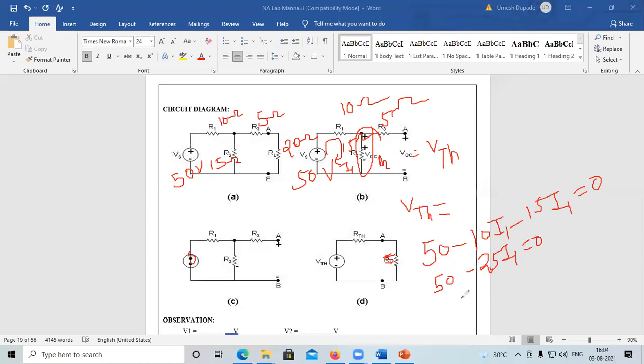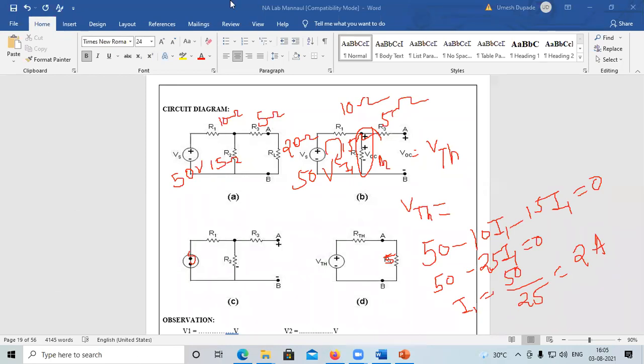If it is shifted to the right hand side, you will get the value of I1. I1 is equal to 50 divided by 25. So 50 divided by 25 is nothing but 2 ampere. Current I1 is equal to 2 ampere, right?